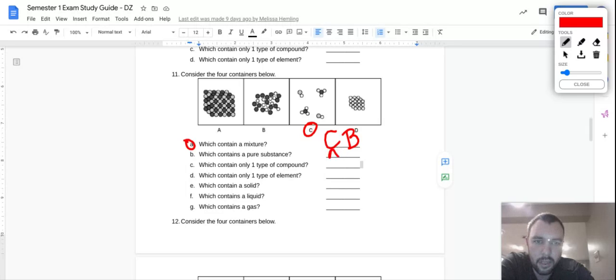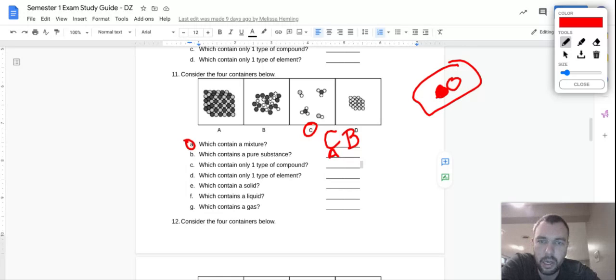A, and the reason that's pure is because I think we have a very dark shaded in circle and then a lighter shaded in circle. And we just have that repeating over and over again. And so all we have is this particle. We just have a lot of them all connected. So I would say that that is pure. B is not pure because that's a mixture. C is not pure because that's a mixture. And then D, I would say that is pure also because everything in there is the same.